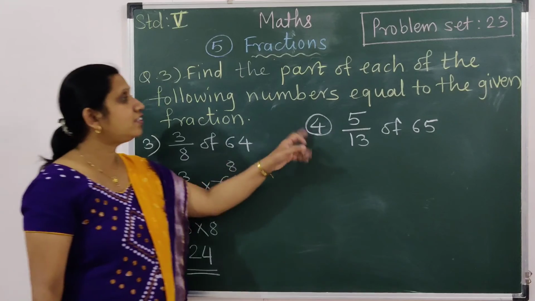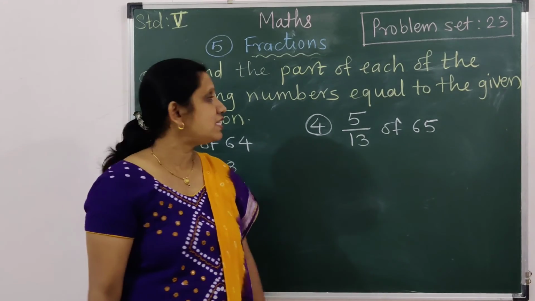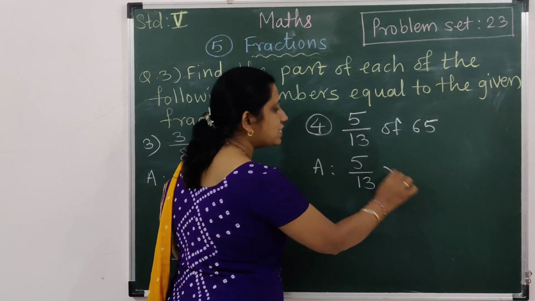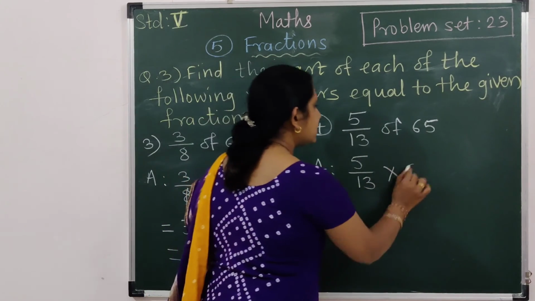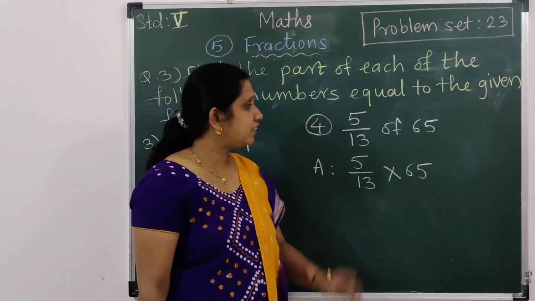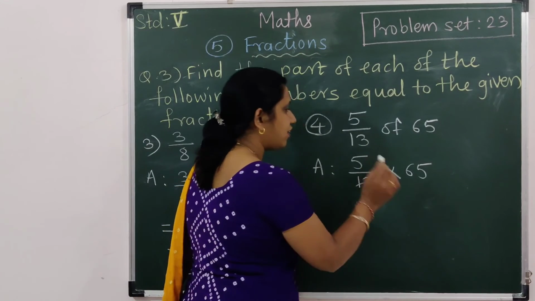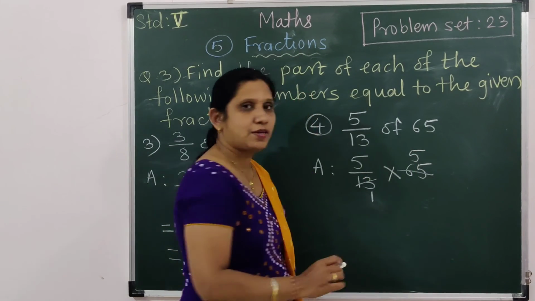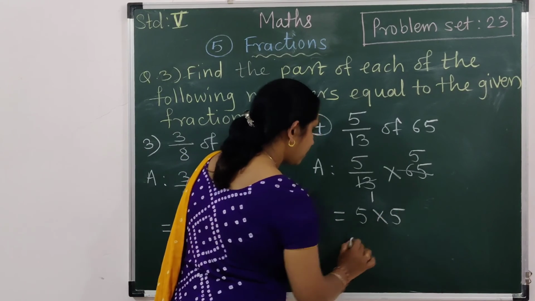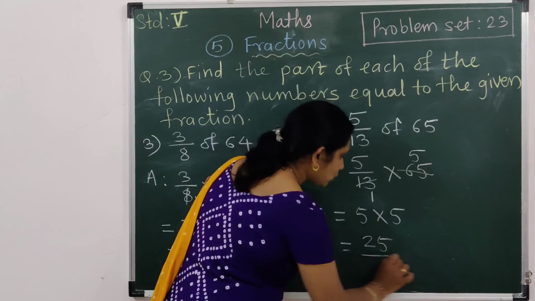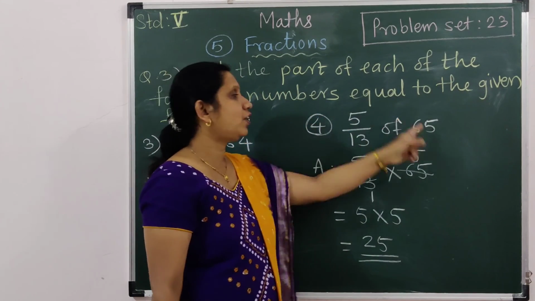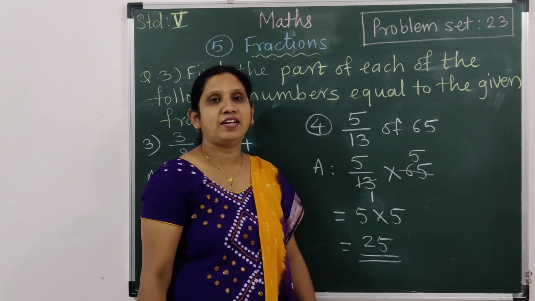Now let's see the last and fourth example of this lesson. Let's start solving 5 upon 13 of 65. Yes, in the table of 13, the number 65 is there. 13 ones are 13, 13 5s are 65. So, how will you write 5 into 5? 5 5s are 25. So our answer is 25. It means 5 upon 13 of 65 is 25.